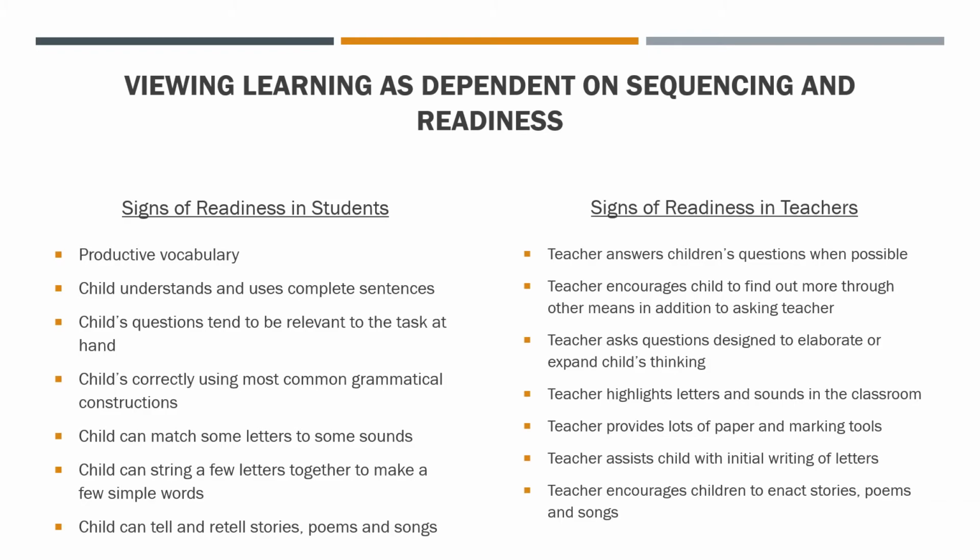So when we talk about signs of readiness in students, there's a productive vocabulary of 5,000 to 8,000 words, and the child understands and uses complete sentences. Child questions tend to be relevant to the task at hand. The child correctly uses most common grammatical constructions. The child can match some letters to some sounds. The child can string a few letters together to make a few simple words. The child can tell and retell stories, poems, and songs.